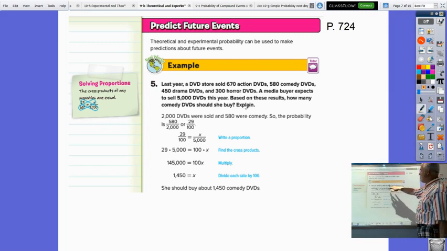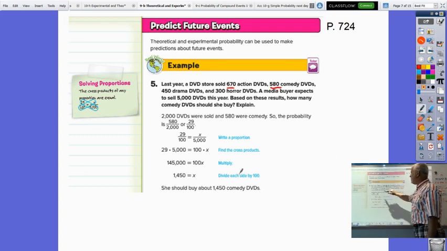It's one of the most important things that you do with probability. So last year, a DVD store sold 670 action DVDs, 580 comedy, 450 drama, and 300 horror. Okay? A guy expects to sell, this is an old book, right? Expects to sell 5,000 DVDs this year. Well, based on these results, how many comedy DVDs should she buy?